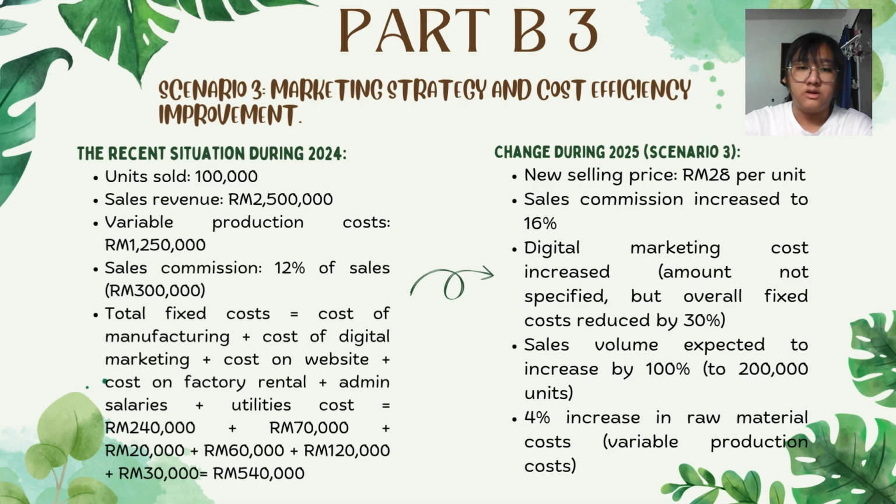The new selling price is 28 ringgit per unit. The sales commission is increased to 60%. The digital marketing cost is increased, and the amount is not specified, but the overall fixed cost is reduced by 13%. The sales volume is expected to increase by 100% to 200,000 units. There is a 4% increase in raw materials cost, which is the variable production cost.